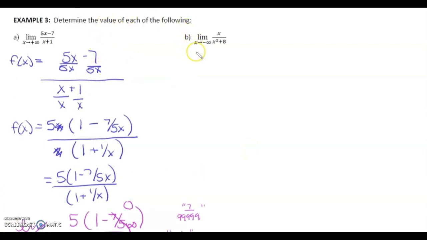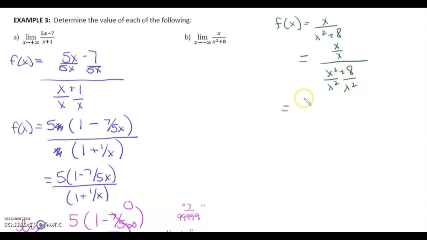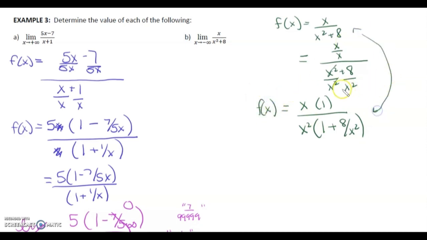Okay, next one. The limit as x approaches negative infinity of this function, x over x squared plus 8. So if we had the function x over x squared plus 8, we first want to divide the numerator by the leading term, which is x, and the denominator by the leading term, which is x squared. So we are going to get the factor of x, and then 1 is left in the bracket, and then we're going to get the factor of x squared, and then that cancels to a 1, and then 8 over x squared. That's going to be our new f at x. These two here are equivalent. All we did is factor.